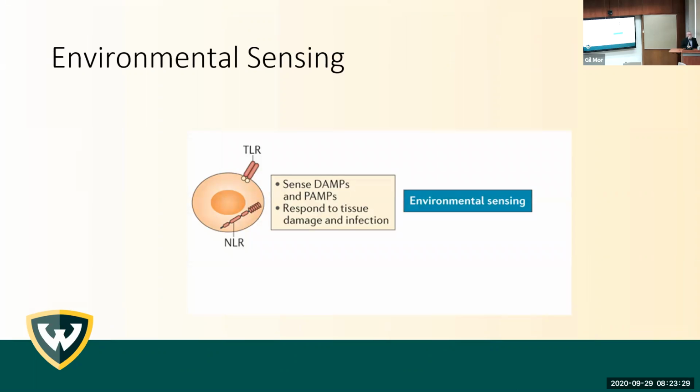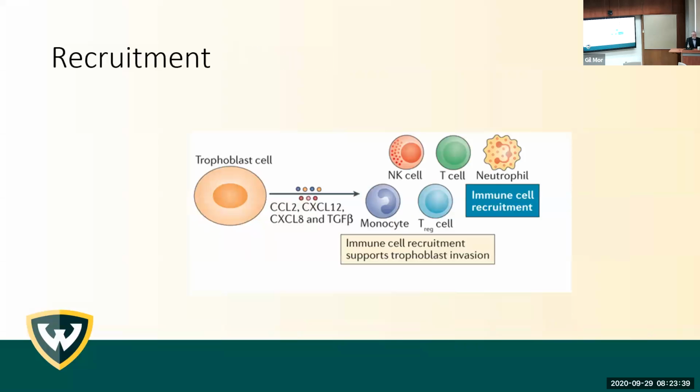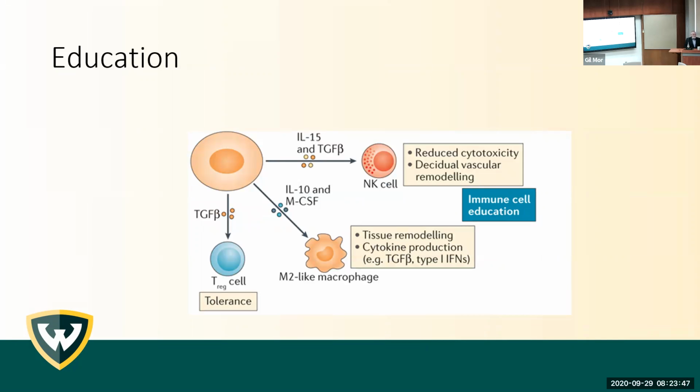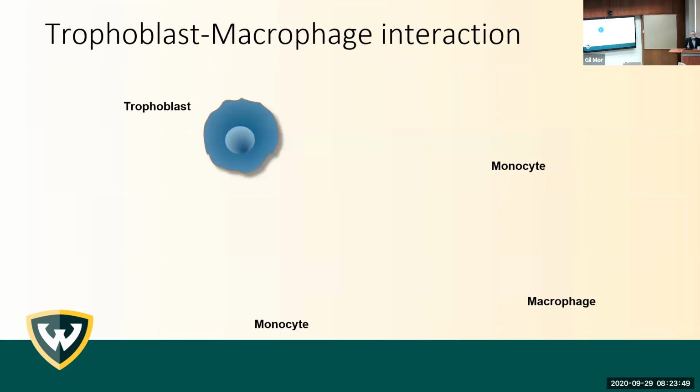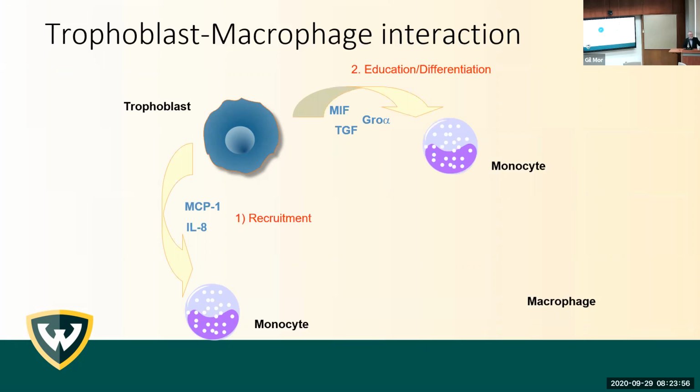So let's now try to understand how this interaction is happening. I mentioned to you, the trophoblast is able to sense, is able to secrete factors that may recruit those immune cells and also educate. How is this process happening with the macrophages? Are the trophoblasts recruiting monocytes? Are the trophoblasts educating those monocytes in order to become macrophages? Those are the questions that we wanted to understand.